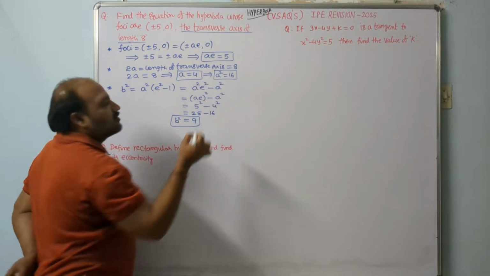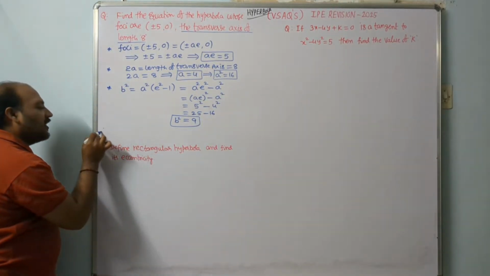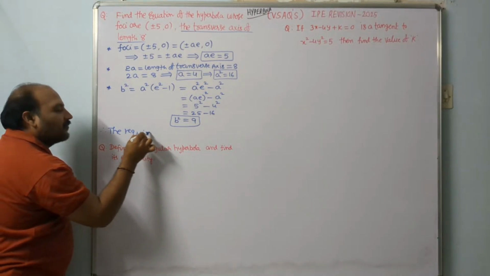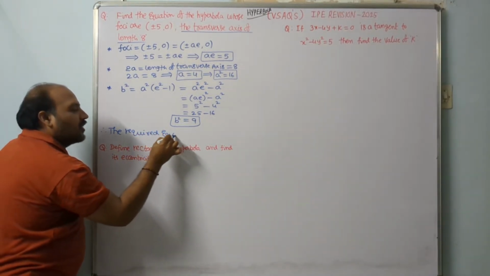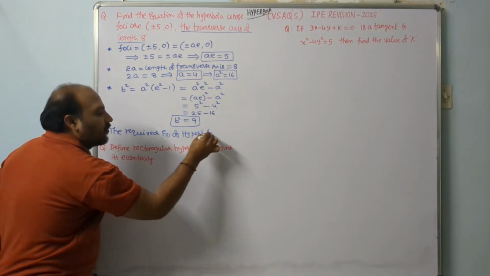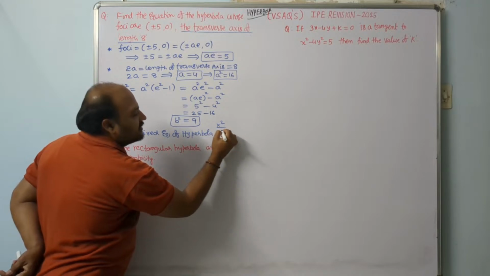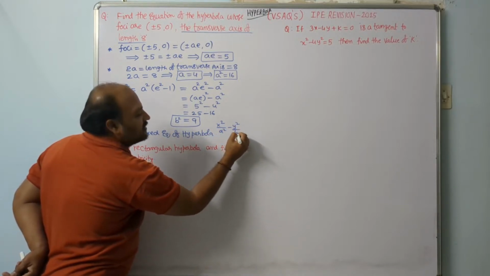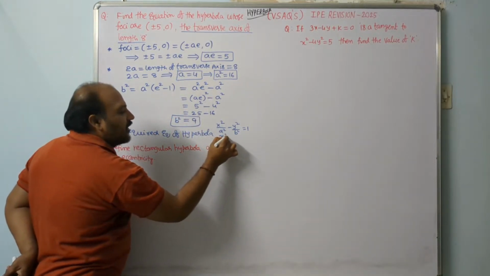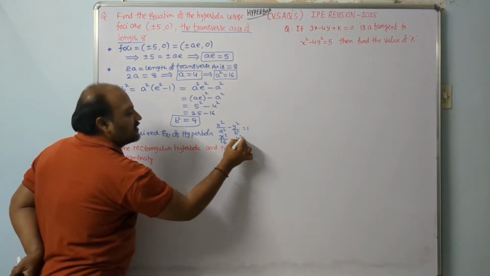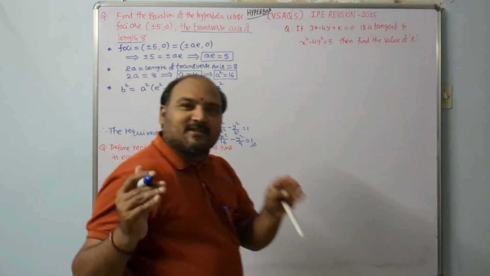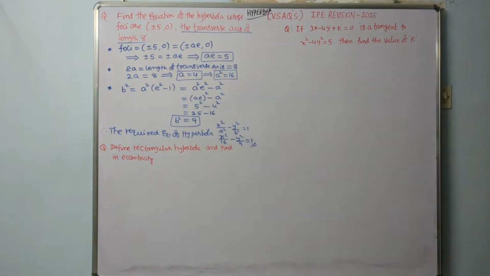Whenever you know the values of a square and b square, the required equation of hyperbola is x square by a square minus y square by b square equal to 1. In place of a square and b square, substitute the respective values: x square by 16 minus y square by 9 equal to 1. Okay, dear students, this is the way you have to solve it.